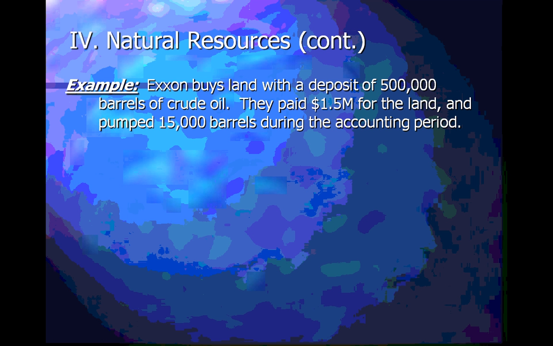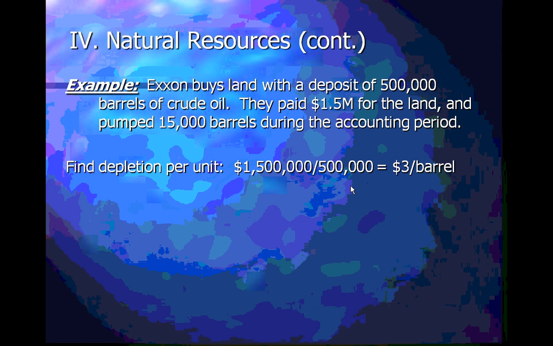All right, suppose Exxon buys land with a deposit of 500,000 barrels of crude oil. They paid $1.5 million for the land and pumped 15,000 barrels during this accounting period. First of all, find the depletion per unit. It's very much like units of production. Here's your $1.5 million divided by 500,000 barrels. Notice that that is a big, round, rough estimate. There's no way they know how many barrels of oil are in a deposit like that. So they take an estimate.